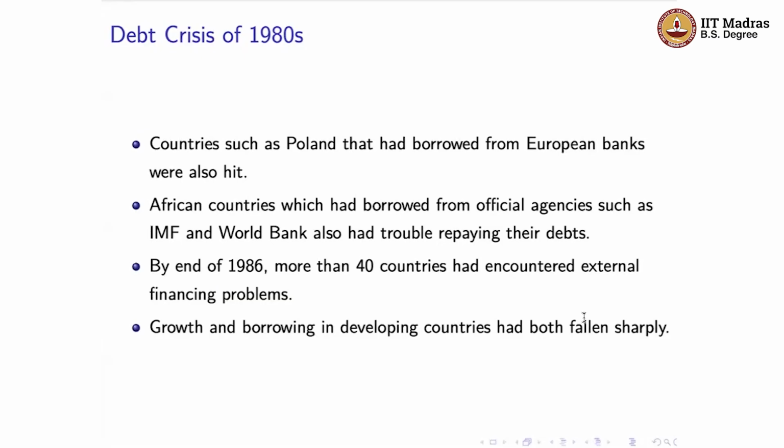So these European banks, which may have been extending loans to different places, like these Latin American countries, would also be in a troubled situation. Plus, the factors which were affecting these Latin American countries were also playing out in Poland, right? So as a result, these countries were also hit, right? And it's not just Poland, but also other countries such as African countries which had borrowed from official agencies such as the IMF and World Bank, which had trouble repaying their debts, right?